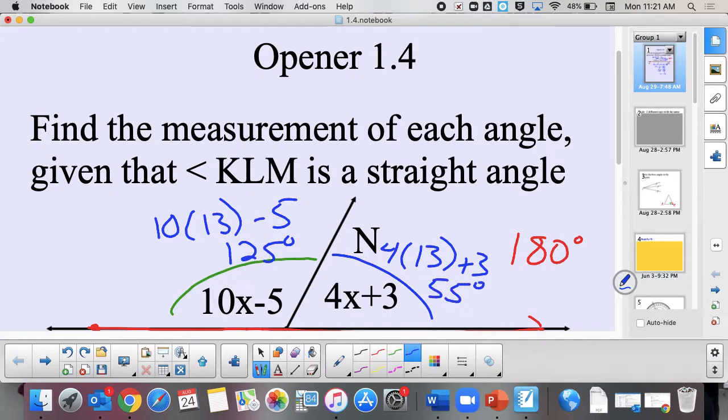As a quick double check, these two angles, when you add them together, need to add up to that 180 degrees. 55 plus 125 gives us our 180 degrees.